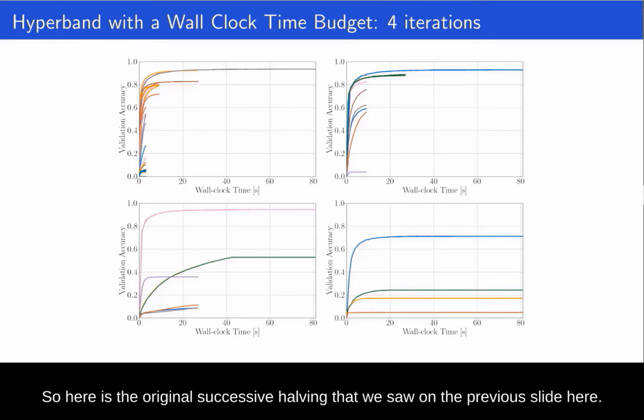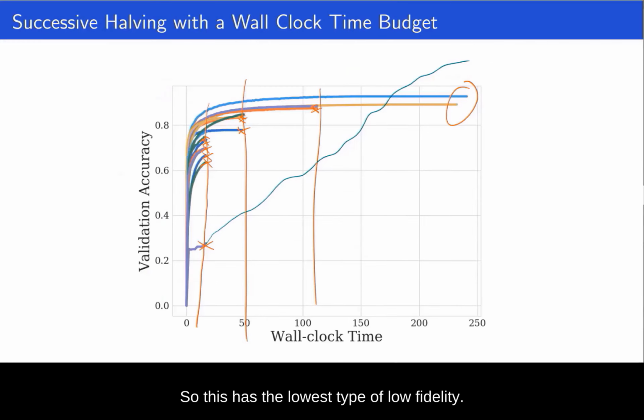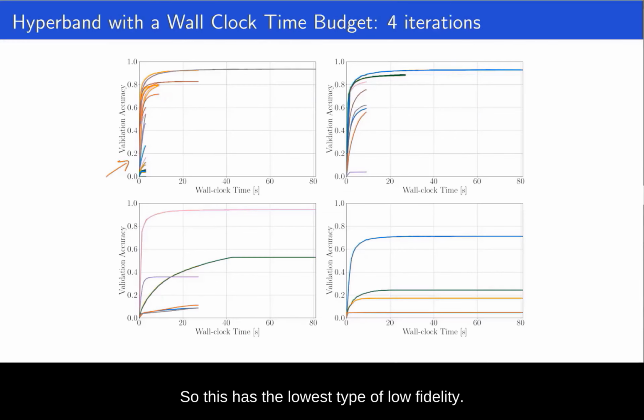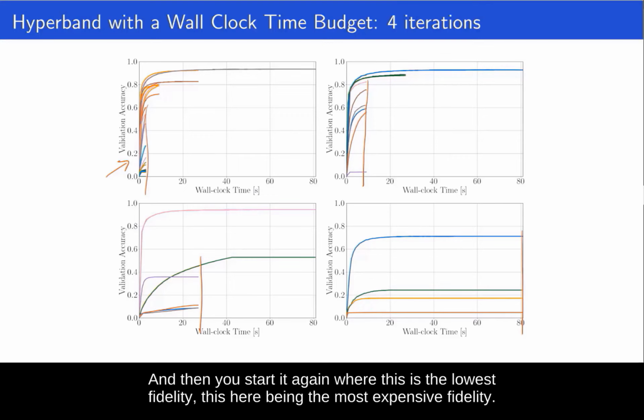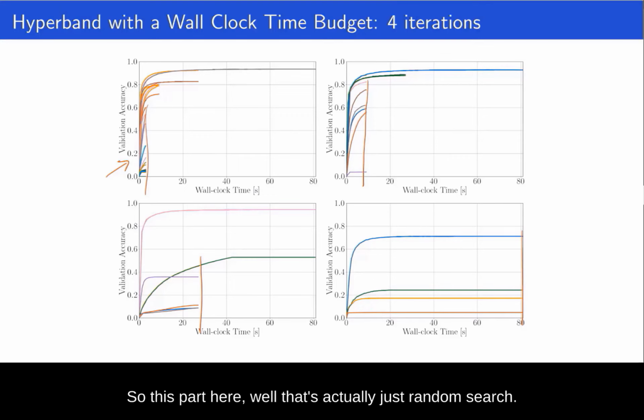So here is the original successive halving that we saw on the previous slide. This has the lowest type of low fidelity. Then you start it again where this is the lowest fidelity, then again where this is the lowest fidelity, and then again where this is the lowest fidelity, this here being the most expensive fidelity. So this part here is actually just random search.